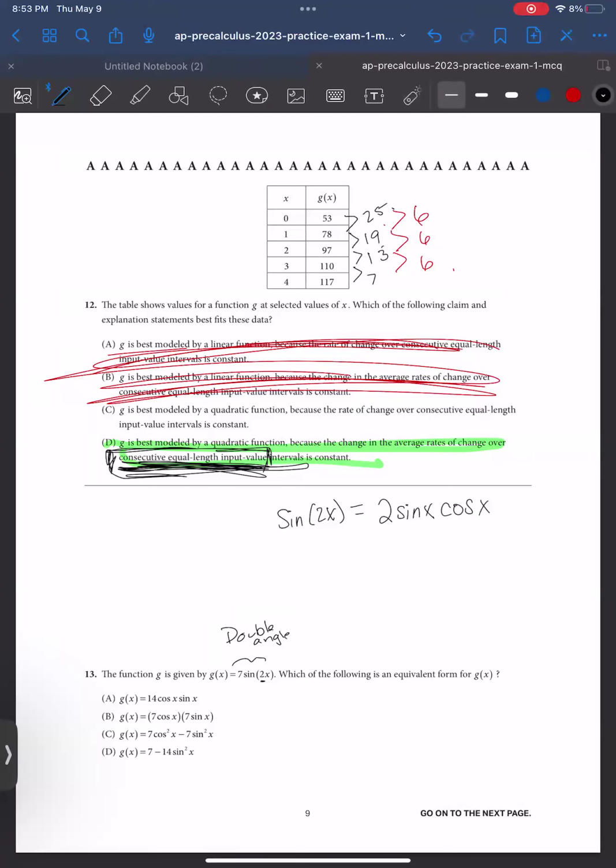Because it's basically sine of x cosine of x plus cosine of x sine of x, meaning that when I add them up together, I'd have 2 of them. So that means it's 7 times 2 sine of x cosine of x, which would be what if I simplified this? That'd be 14. So, which is the one that matches? A. That's it.